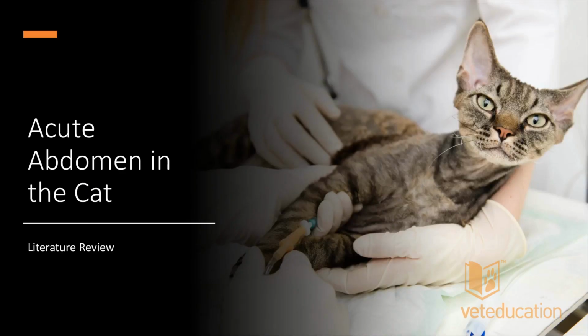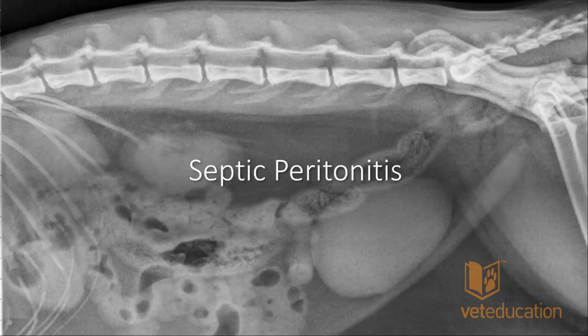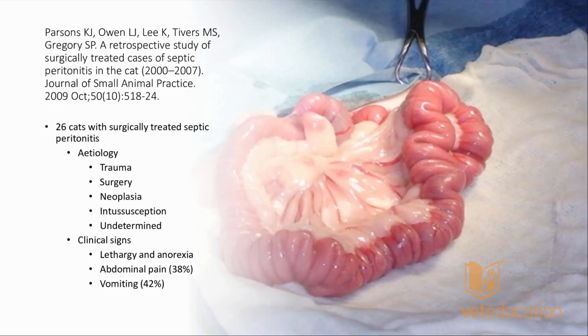Let's have a look at some literature and see if we can find anything more about acute abdomen in the cat. Let's start with what we know about septic peritonitis.